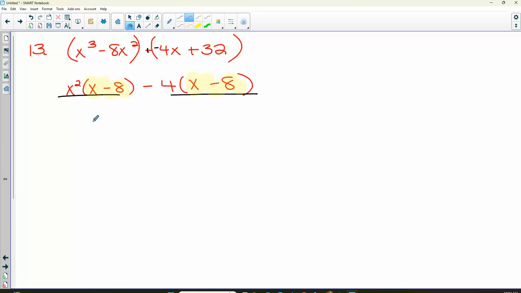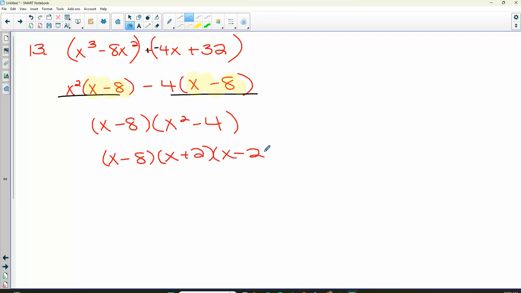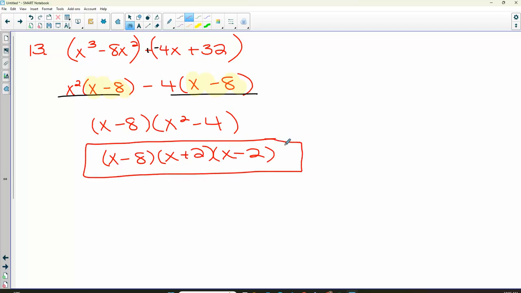So we can factor out the x minus 8, and we're left with x squared minus 4. But I'm not done. Typically, I am here. Why am I not done yet? X squared minus 4 is a difference of squares, so that can go one more step into x plus 2, x minus 2. Since there's not an equal sign, we're just factoring, not solving. That's our answer.